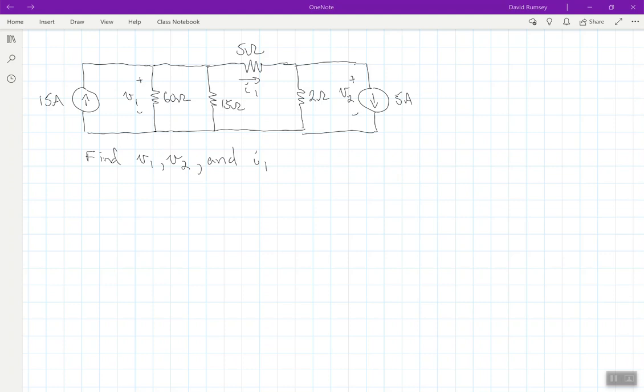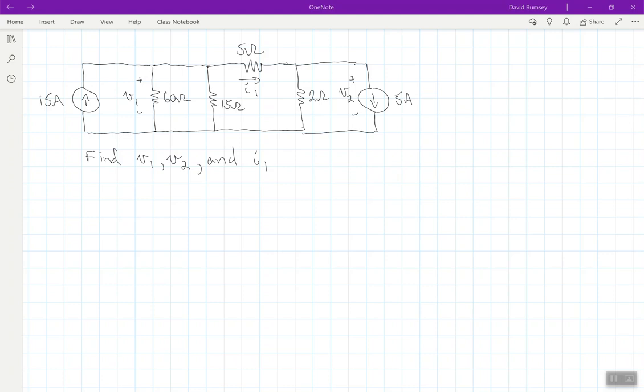First off, let's try not to make silly mistakes. Sometimes people want to say, oh, I can figure out I1 just using current division. But remember, we need something that's purely parallel, and this circuit's not purely parallel. Plus, I've got two current sources going on, and there's a lot more going on here. So don't be tempted to do something as simple as current division. Make sure to be aware of that.